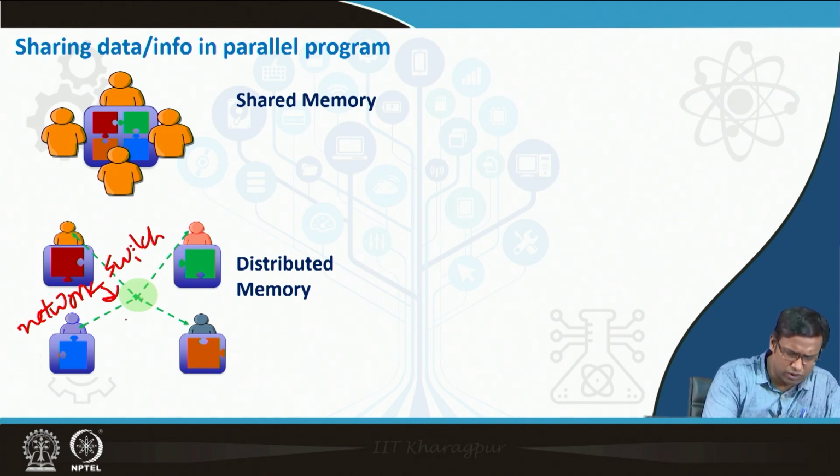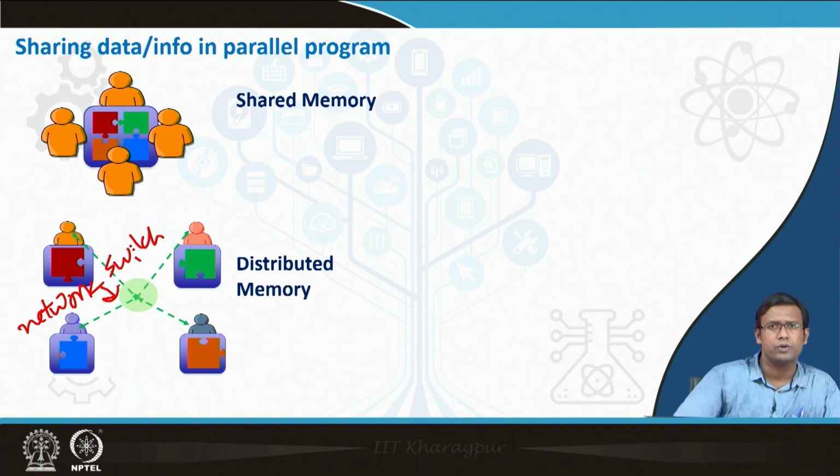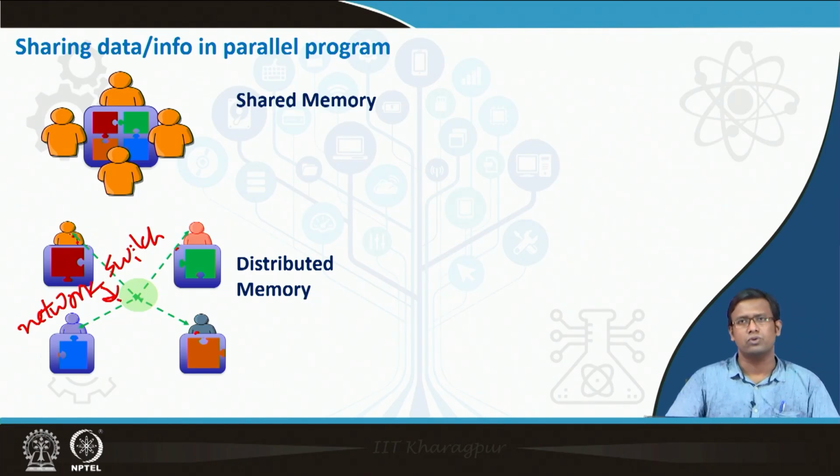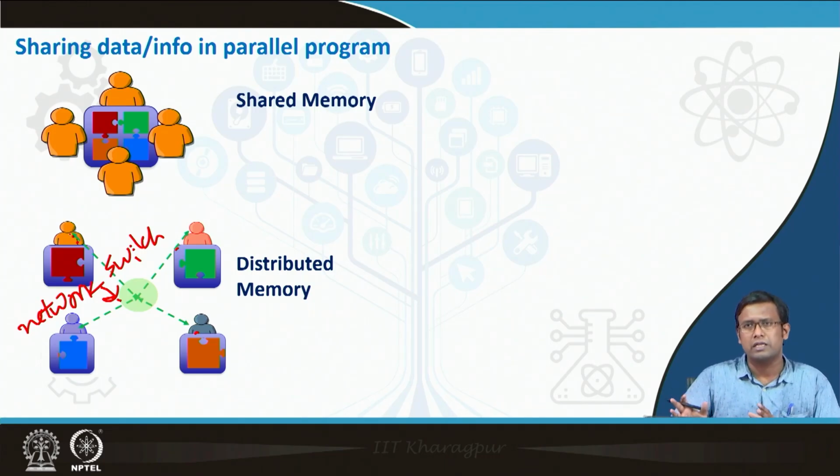There is a network switch through which all the computers are connected, and through the network switch this computer can send some information to this computer, it can receive some information from this computer, and so on. So they can share data, they can get some information from some of the other computers, and so on. So this is a distributed memory model.